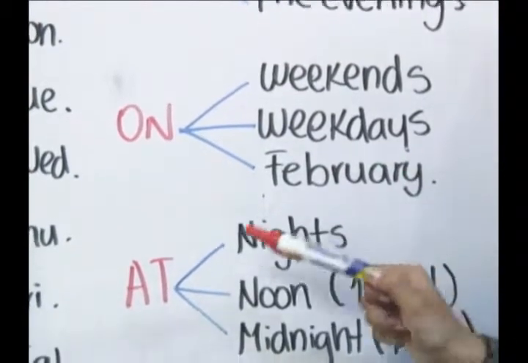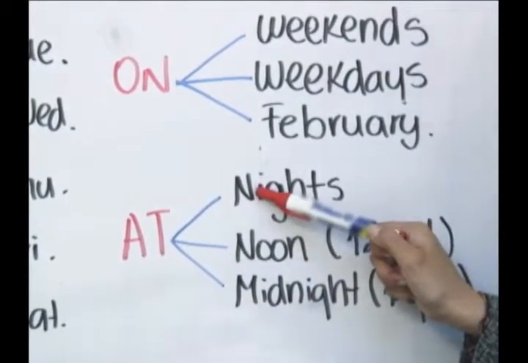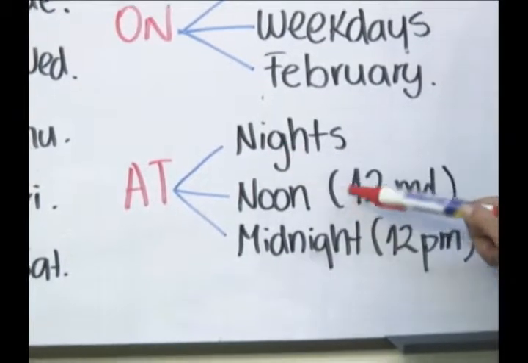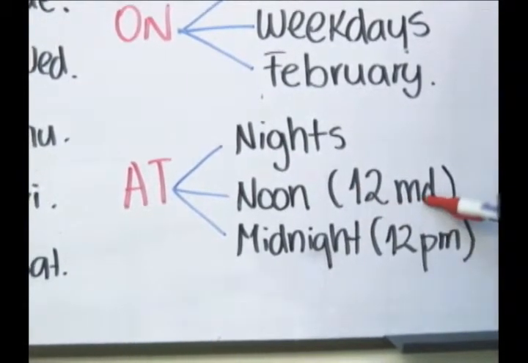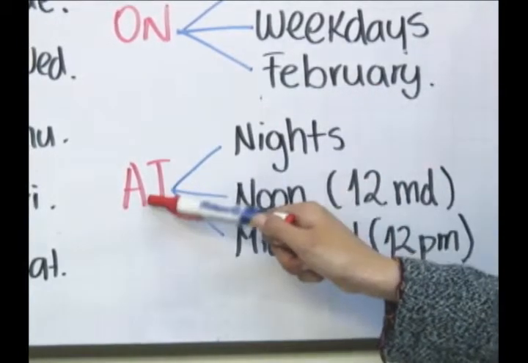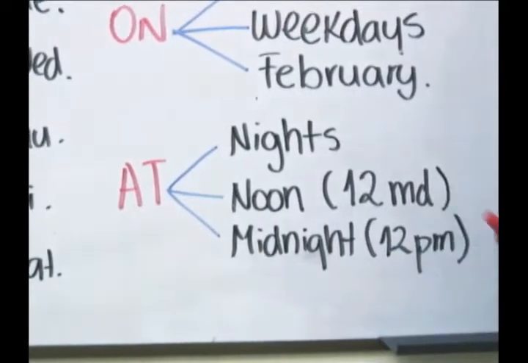The last one is at. We use at for at night or at noon. We use noon to talk about 12 at midday, after 11 a.m. in the morning, and at midnight, so at 12 p.m.